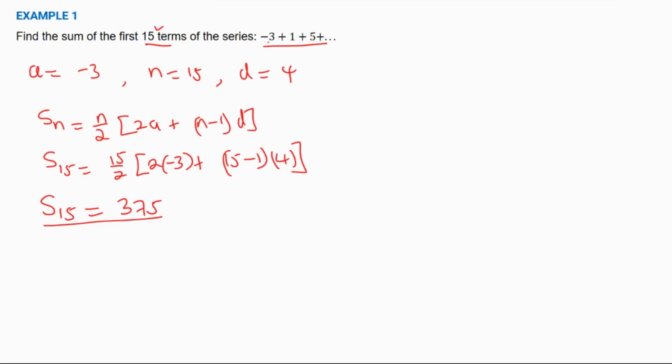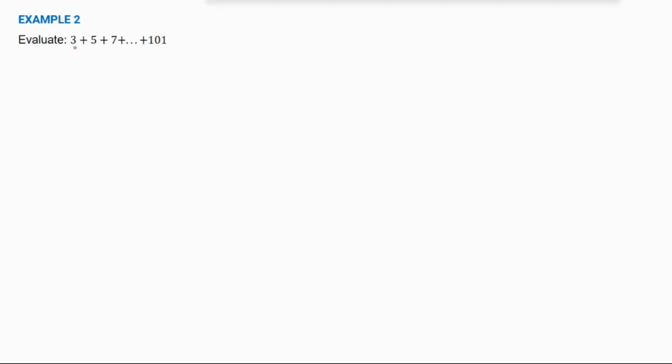Let's do example 2. Evaluate 3 plus 5 plus 7 up to 101. Right, what type of series is this? This is an arithmetic series because we have a common difference here. 5 minus 3 is 2, 7 minus 5 is 2. So our a is equal to 3, and then d is equal to 2.